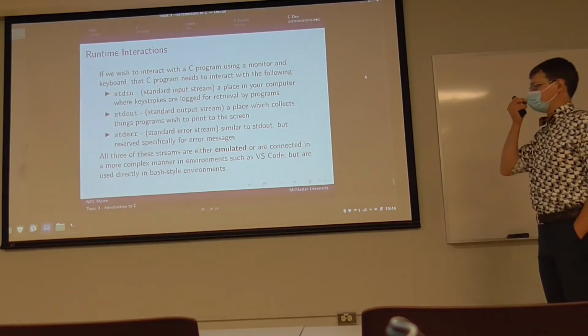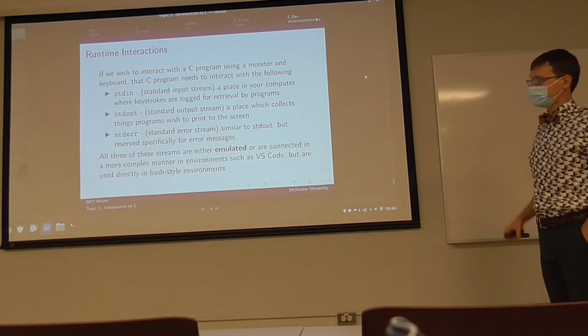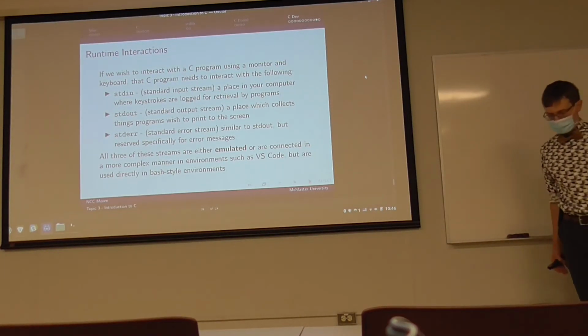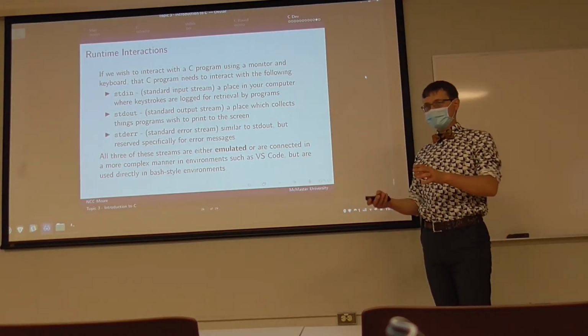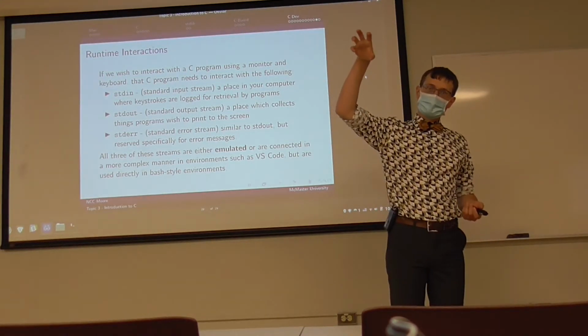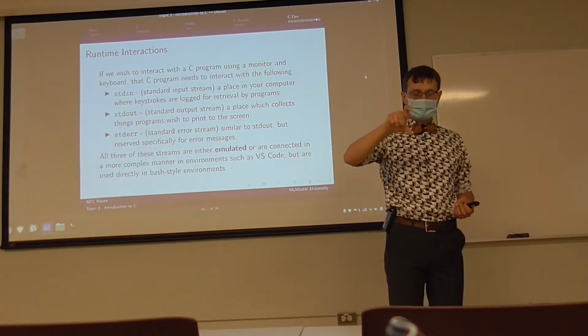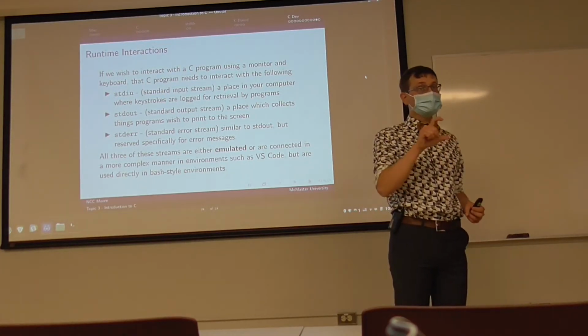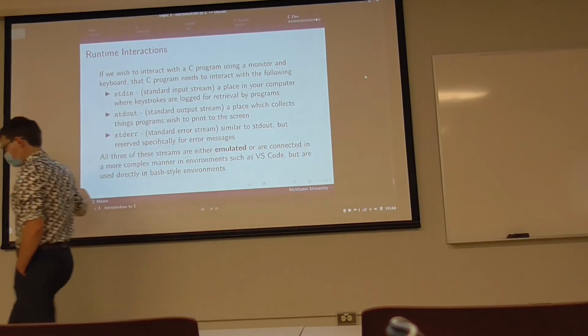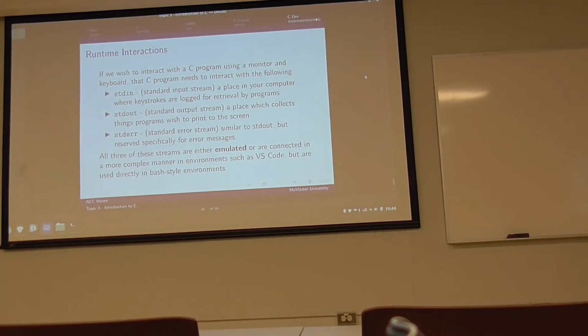Standard output is a place which collects things programs wish to print to the screen. So, given that this is a terminal environment, basically standard output is a file where the C program writes characters into that file in the same way that it writes characters into any other file. The operating system periodically looks inside of that file to see if anybody's put anything in there, and if it finds anything in there, it puts it out in whatever the active display is. That's what standard output does.